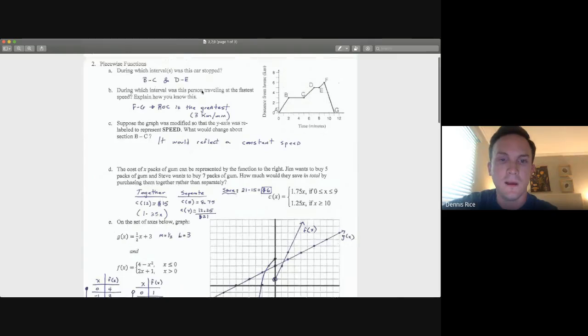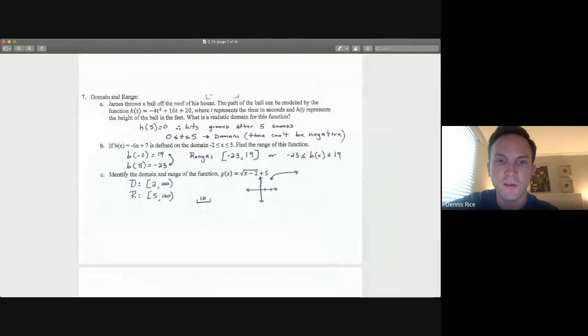Okay. The domain and range one: domain is x values, range is y values. What's the domain if you throw a ball off your roof? 0 to 5. 0, that's when time starts. 5, that's when the event ends. It hits the ground at 5 seconds, so it can't continue any further. If I give you a restricted domain, plug in the endpoints to find the corresponding y values that go with those. So plug in a -2, plug in a 5. I also put a little arrow here. It goes from -23 to 19. You wouldn't say 19 to -23.